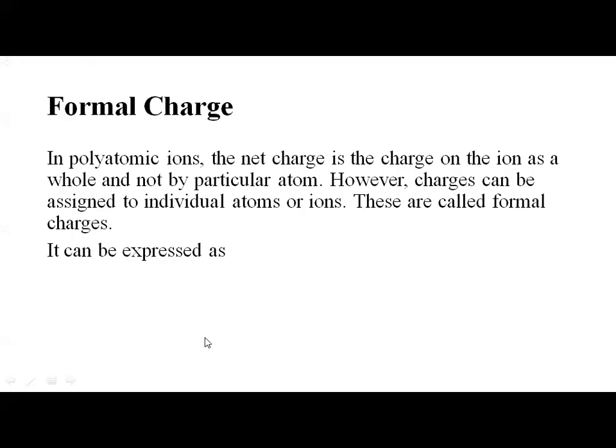Moving to the next one, formal charge. In polyatomic ions, the net charge is the charge on the ion as a whole, and not on a particular atom. Just now we had written CO3 minus 2. This charge is not for oxygen or for carbon. It is for the whole ion, the whole molecule. When I was writing the structure, I wrote a box bracket like this, and then I wrote minus 2, right?